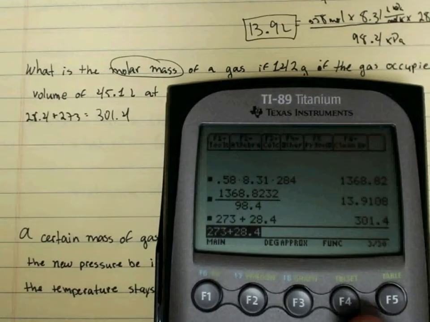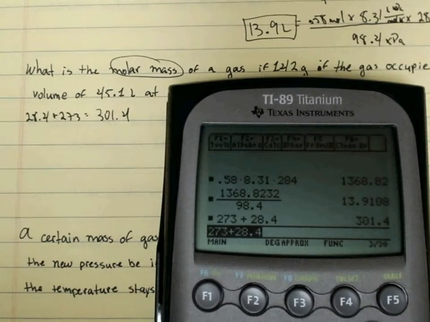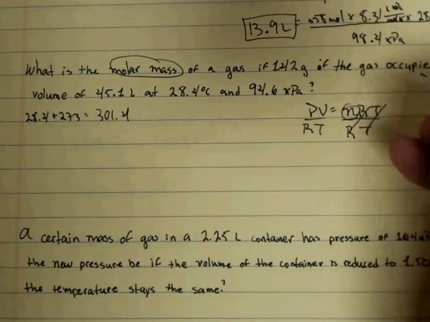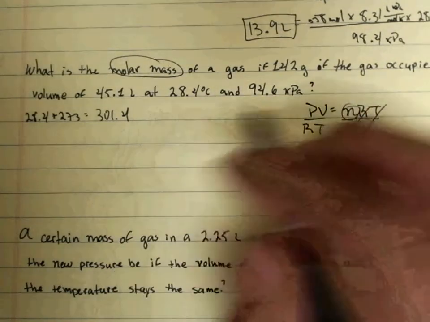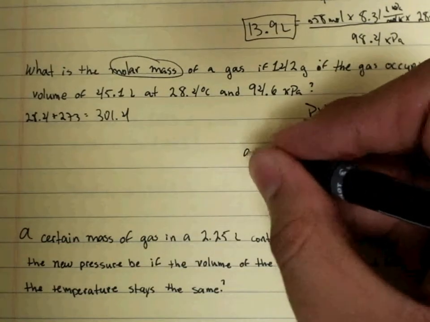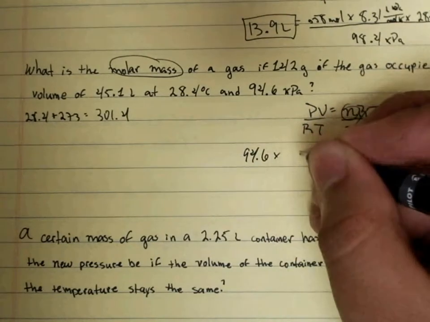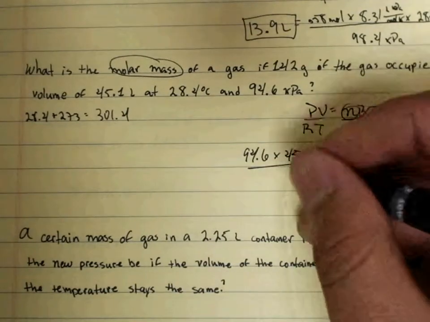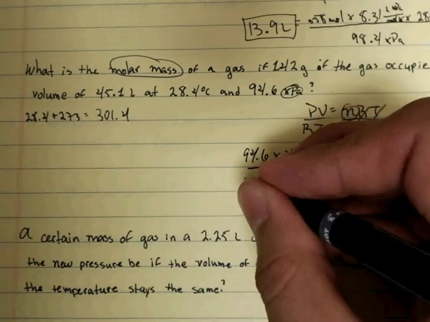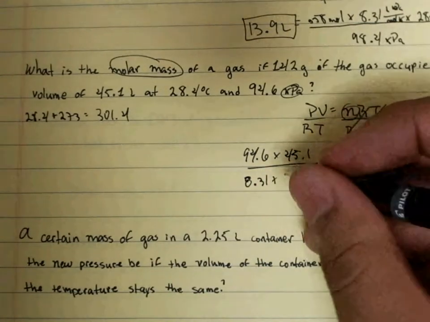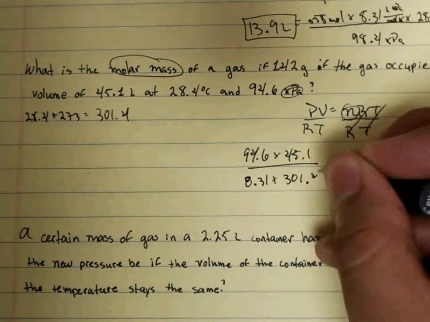Okay. So now all I have to do is plug it in. I already have my pressure. So my pressure is 94.6. My volume is 45.1. My constant, I'm in kilopascal, so it's still my 8.31. And my temperature is 301.4.